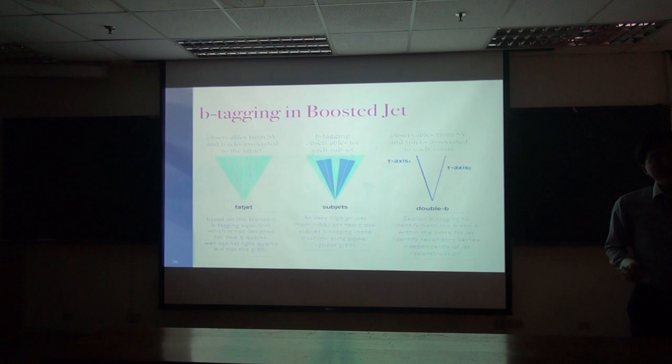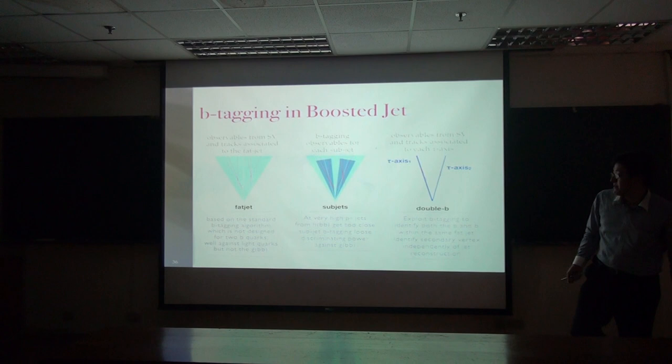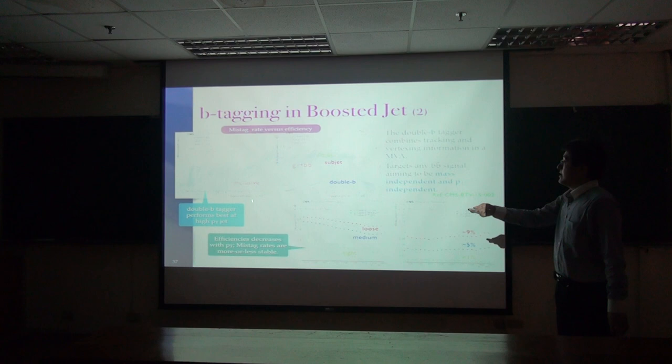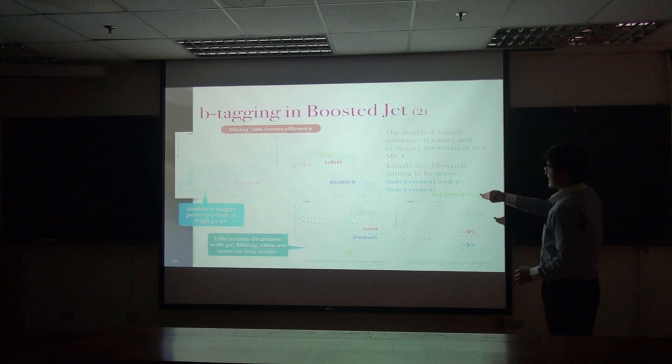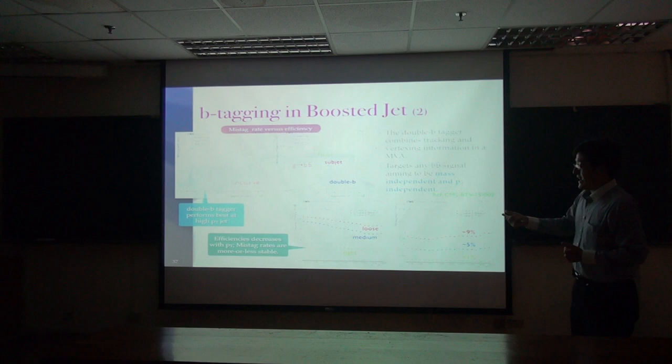It's called the double b-tagger. Nevertheless, let me show you the performance. There are technical details, but there are different taggers. In general, nowadays we have already proved the double b-tagger is actually performing the best in most of the regions. It's hard to see, but there's some performance comparison between different algorithms. In the end, we show double b-tagging is probably the best one.